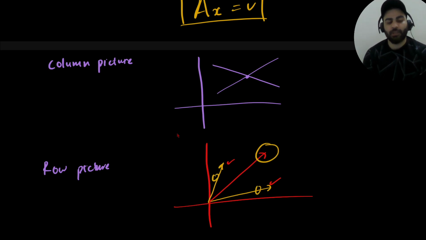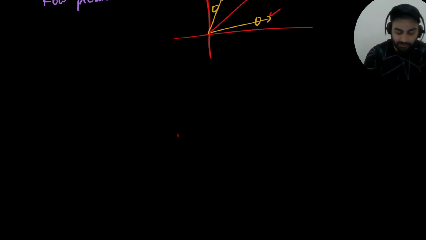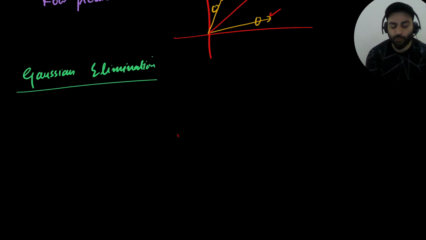Now we'll solve this by what is called Gaussian elimination. Gauss was the first one who discovered this method, and it was so natural, it could have occurred to anyone, like how to solve these equations. Let's take an example and see how Gaussian elimination is done.